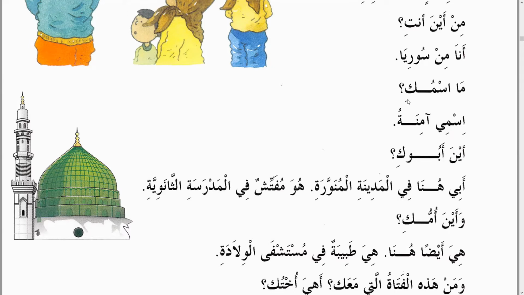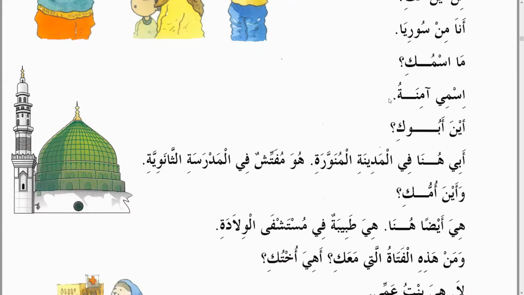Okay, Masmuki. What's your name? Masmuki, what's your name? Again, look, this is key. Ismi Aminatu. My name is Amina, right? Masmuki, Ismi Aminatu. Okay, Aina Abuki, where's your father? Aina Abuki, where's your father?